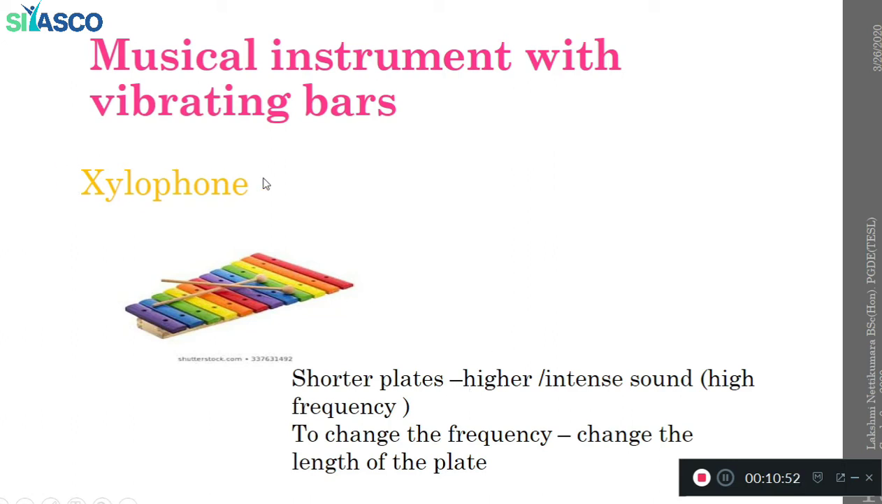The xylophone is an instrument of the same kind, but the difference is that we strike the bars. Here you can see shorter bars and also longer bars. When we strike the shorter bar, we get a higher or more intense sound. That means sounds with high frequencies. If you strike the longer bar, you will get lower frequency sounds.